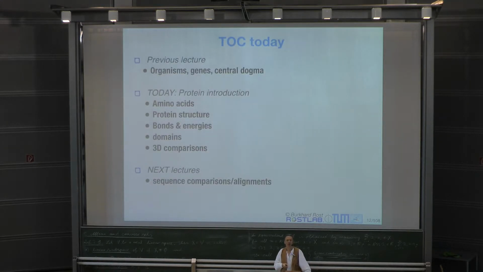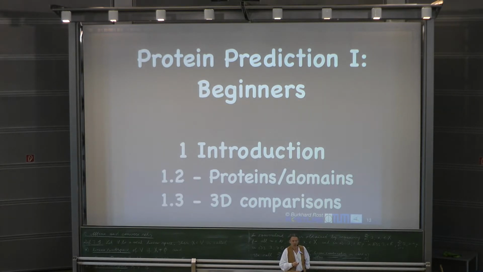So today I'm going to talk a bit about amino acids, protein structure, bonds and energy terms, and domains, and a little bit about 3D comparisons. Next Tuesday will be skipped. Next Thursday we will go into so-called alignments, so how to compare the 1D strings, the sequences.